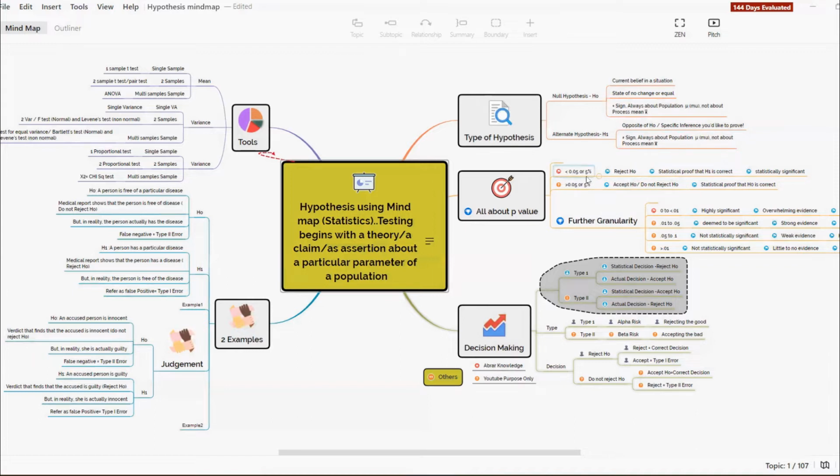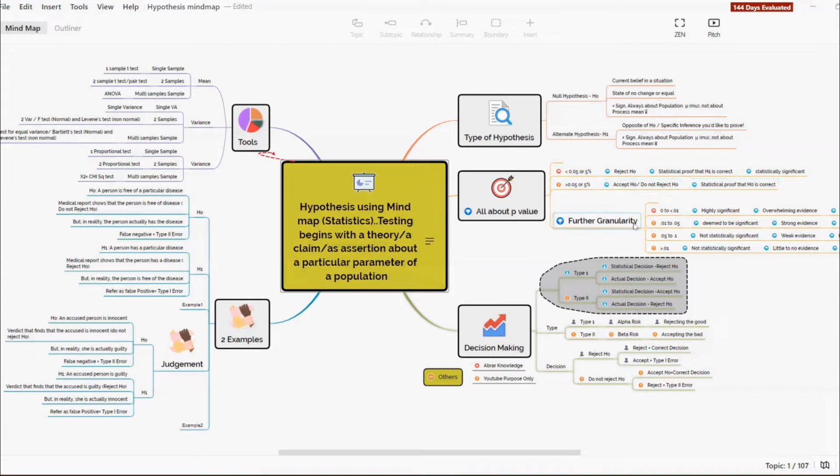One is 0.05, that is 5%. If the p-value is below it, we are going to reject the null hypothesis, meaning statistics prove that the alternate hypothesis is correct, right? Or in other words, statistically significant. And if it is greater than 5%, we are going to accept the null hypothesis, meaning there is no change, or do not reject the null hypothesis. And statistics prove that H naught may be accurate or may be correct, right? So that's what it believes.